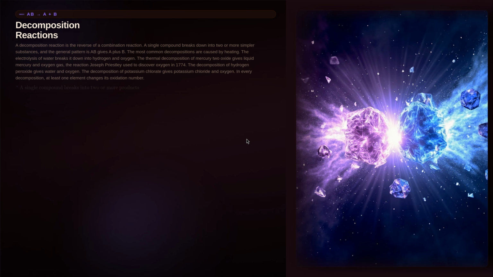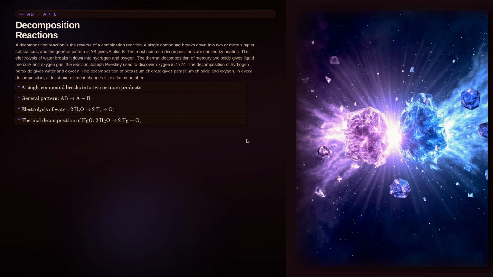A decomposition reaction is the reverse of a combination reaction. A single compound breaks down into two or more simpler substances, and the general pattern is AB gives A plus B. The most common decompositions are caused by heating, and they often involve the breakdown of an unstable compound into its elements or into a more stable compound plus an element.